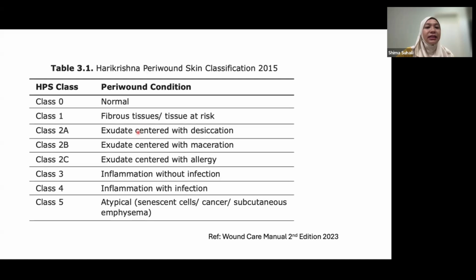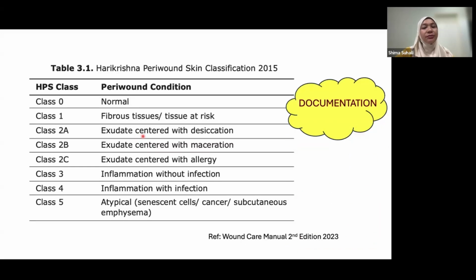Okay. And then don't forget about the peri-wound. Peri-wound by definition adalah 4 cm from the wound edge. Okay, so ada banyak cara classification, but in Malaysia we can use the Hari Krishna peri-wound skin classification. Okay.